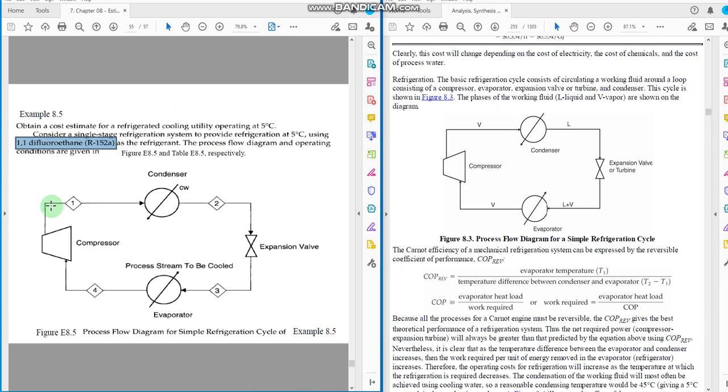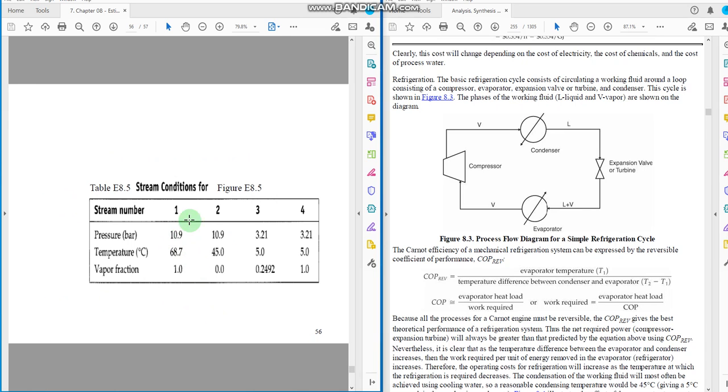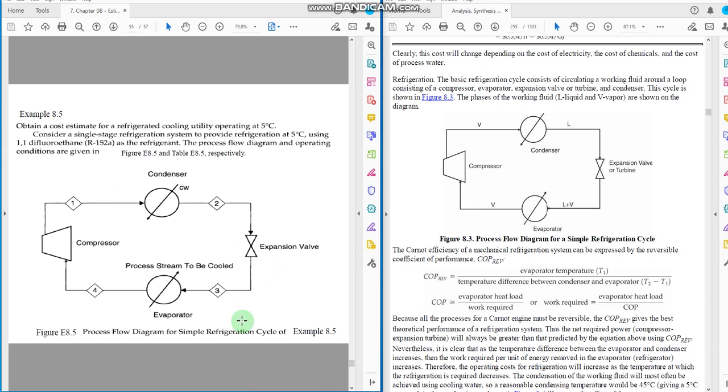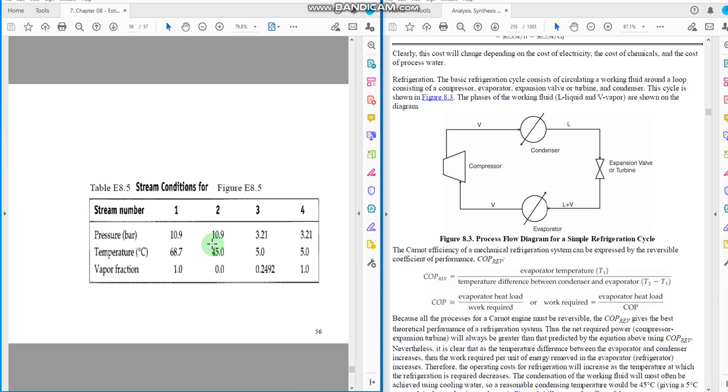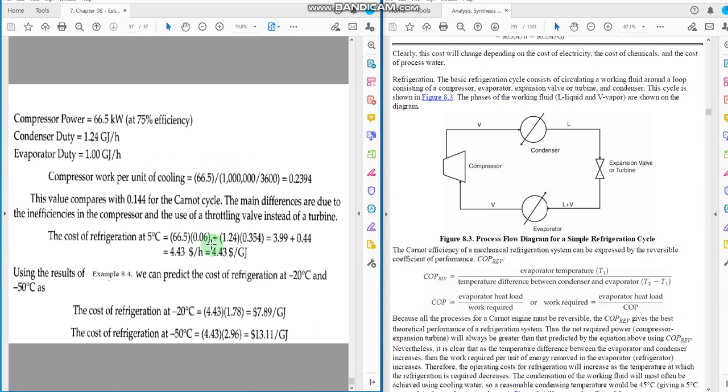Now for streams 1, 2, 3 and 4 you are provided with information about the temperature, pressure and vapor fraction. Stream number 3, the temperature is 5 degrees C, as given here. And we have to see how much cost is required for the refrigerated cooling utility. So we have to calculate different things.